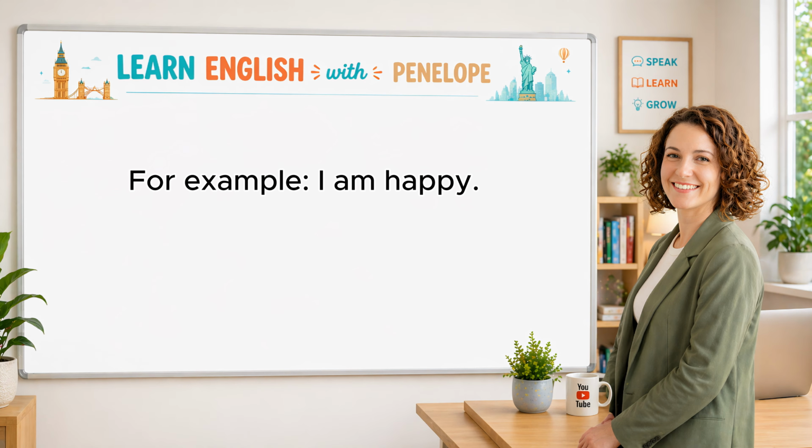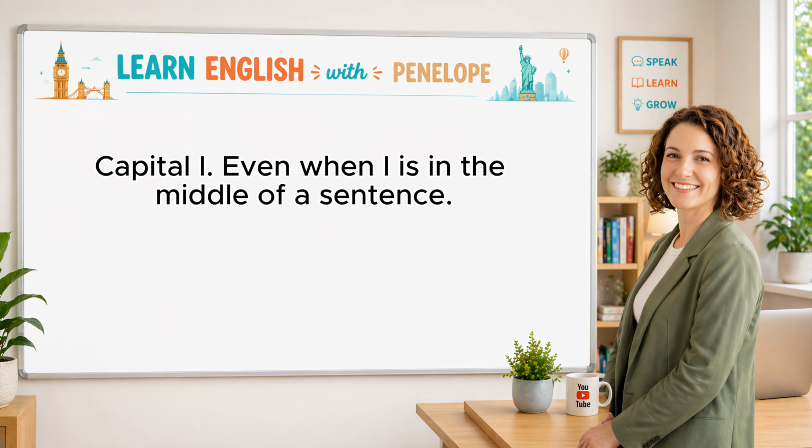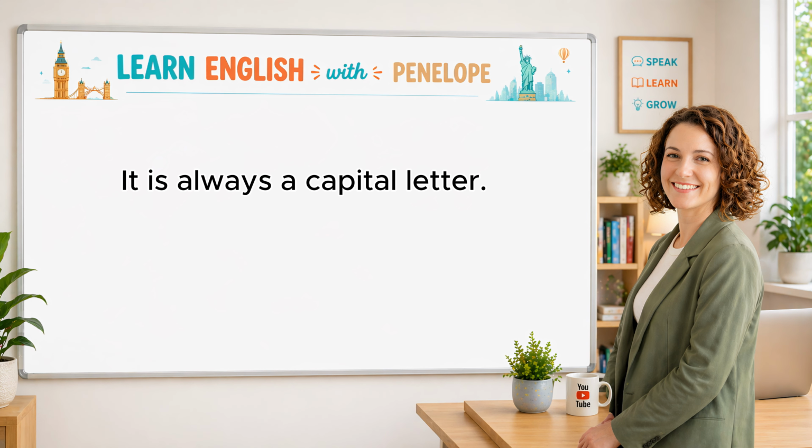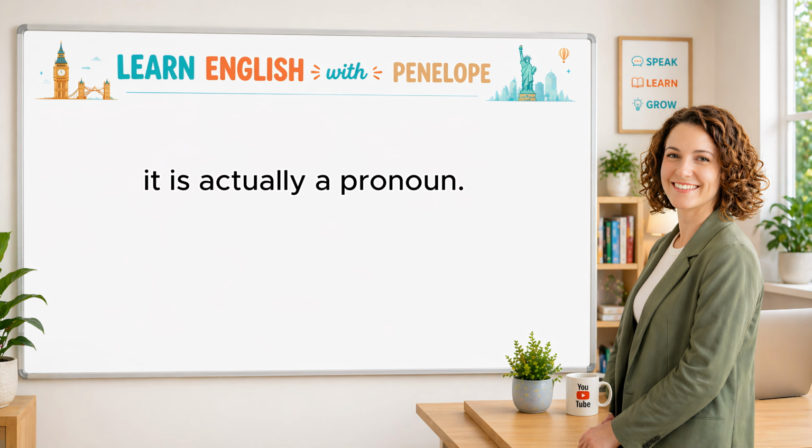For example, I am happy, capital I. I love English, capital I. Yesterday I went to the park, capital I. Even when I is in the middle of a sentence, it is always a capital letter. This is not because I is a proper noun. It is actually a pronoun.